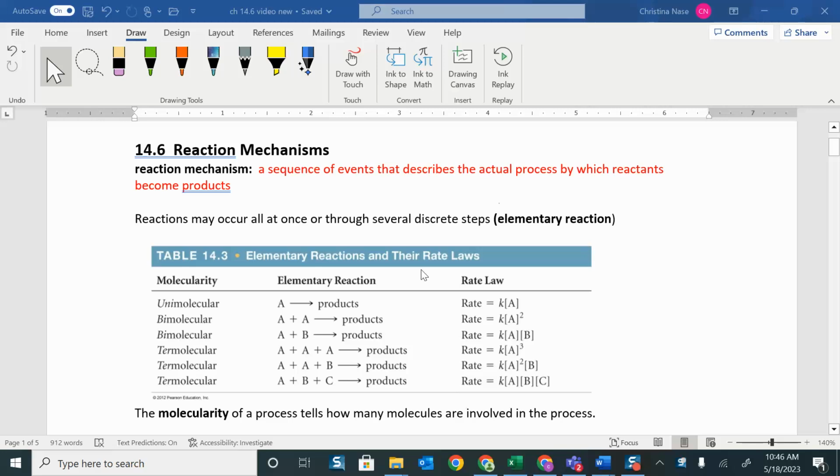So we can describe the molecularity of these elementary steps. These are like individual steps of a multi-step process. If you have one reactant molecule, we say this is unimolecular. So here we have A going to products. This would be the rate law.